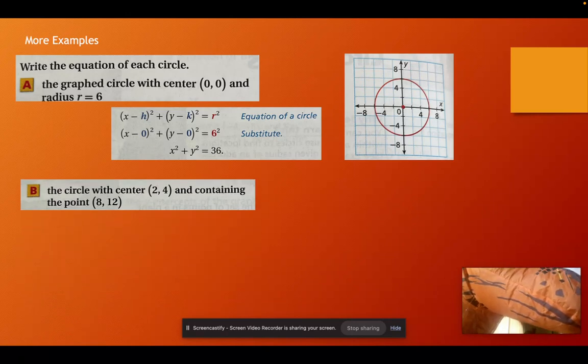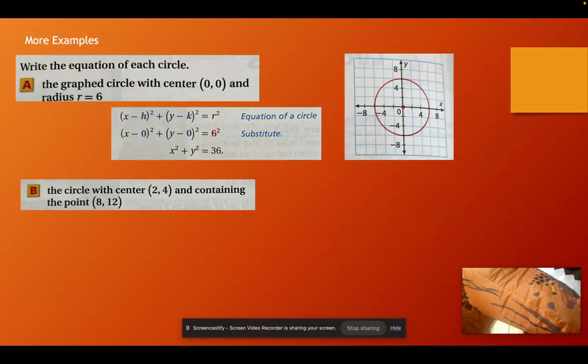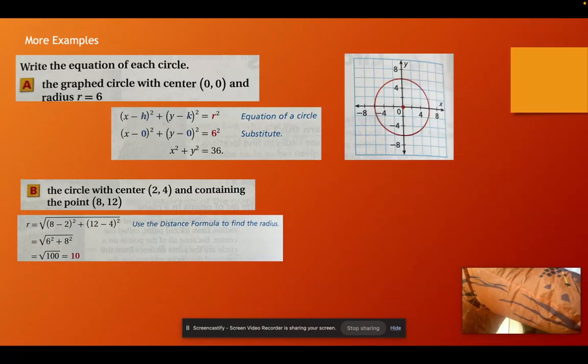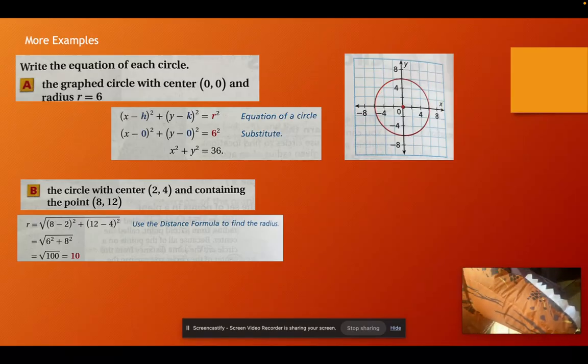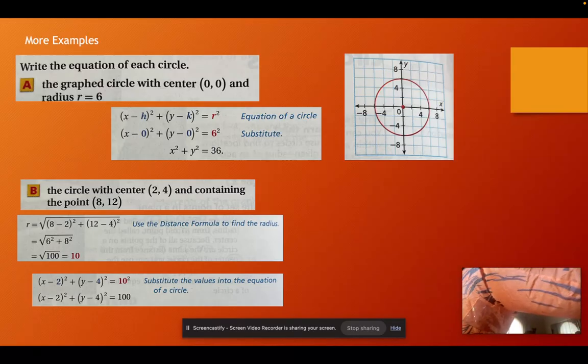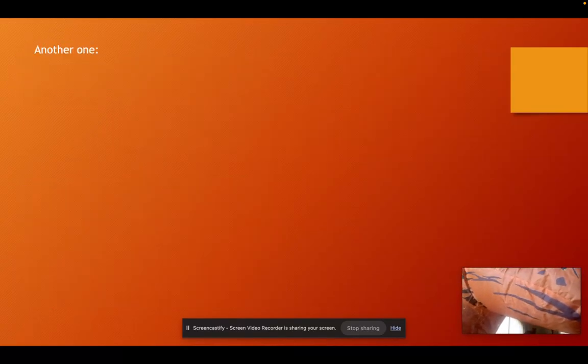Okay, what about one that's centered at 2, 4, and it has a point on the edge? There's a point at 8, 12. Well, let's go ahead and use the distance formula to figure out how far it is from 2, 4 to 8, 12, because that's going to tell us what the radius is. And when we do that, it looks like the radius is 10. And then we can write in our equation: x minus 2 the quantity squared plus y minus 4 the quantity squared equals 100.